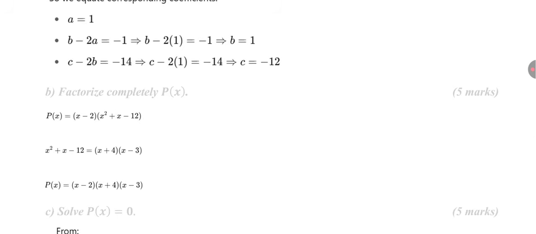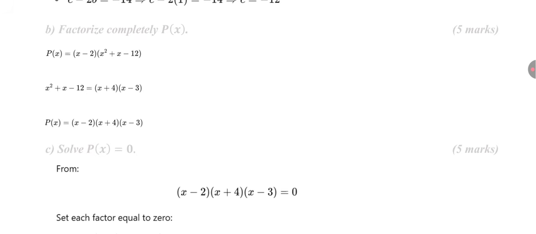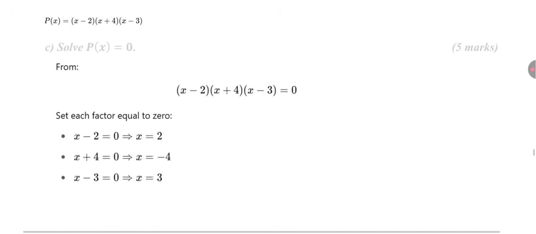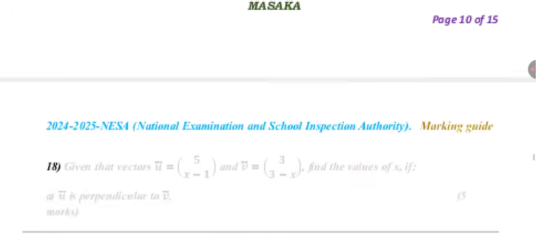After getting that p(x) equals (x minus 2)(x^2 plus x minus 12), you have to make a factorization to get the factors as required, and you have to solve p(x) as well.